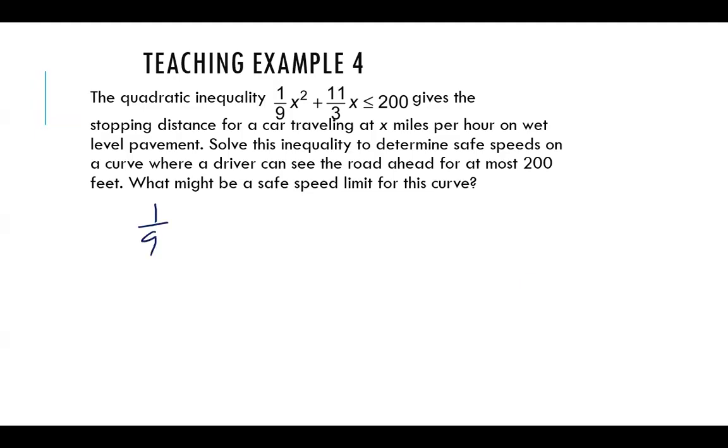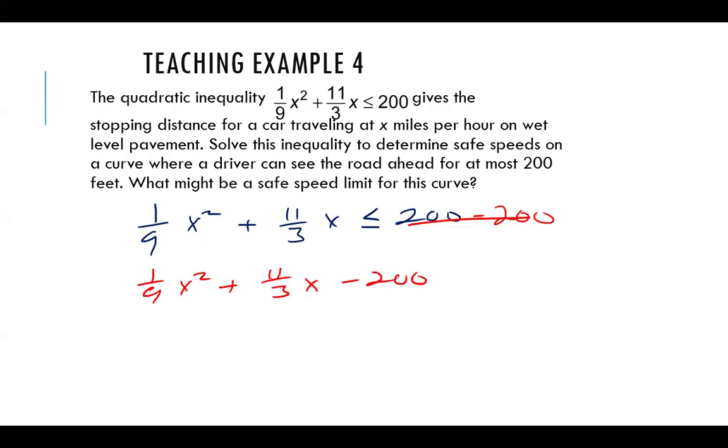So we have 1/9 x squared plus 11/3 x is less than or equal to 200. So the first thing that we have to address is that, is my right side set to 0? No. So what do I need to do to get my right side set equal to 0? Subtract. So I'm going to subtract 200 from both sides. This is now going to make this side 0, and I'm going to be left with 1/9 x squared plus 11/3 x minus 200 is less than or equal to 0.